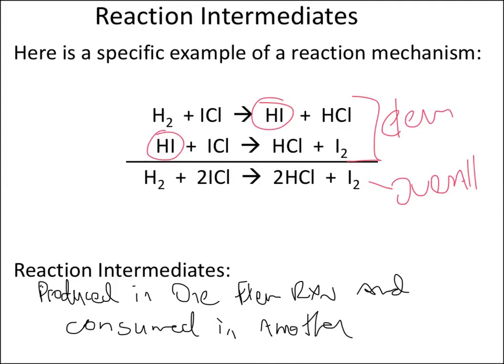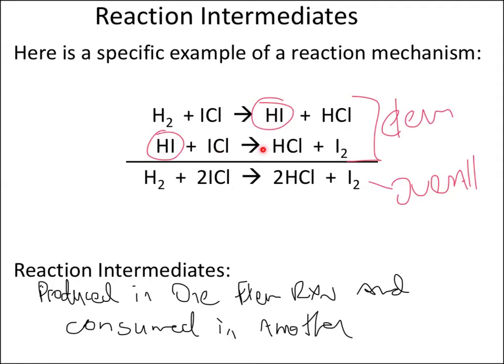Our hydroiodic acid, which is HI, we've got HI here and HI here. It's produced in one elementary reaction and consumed in another, therefore it meets the criteria of being a reaction intermediate.